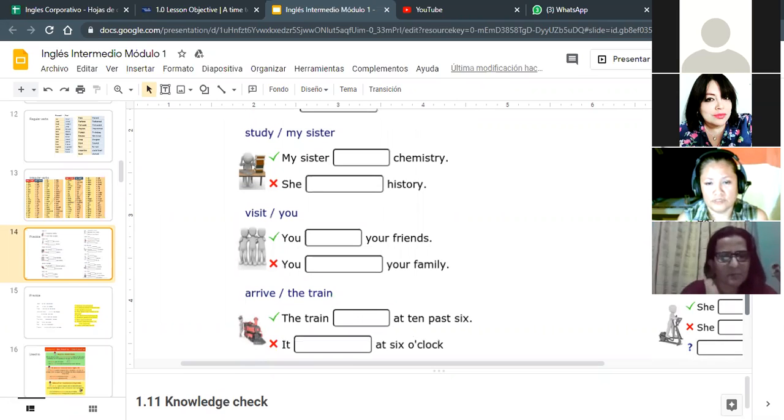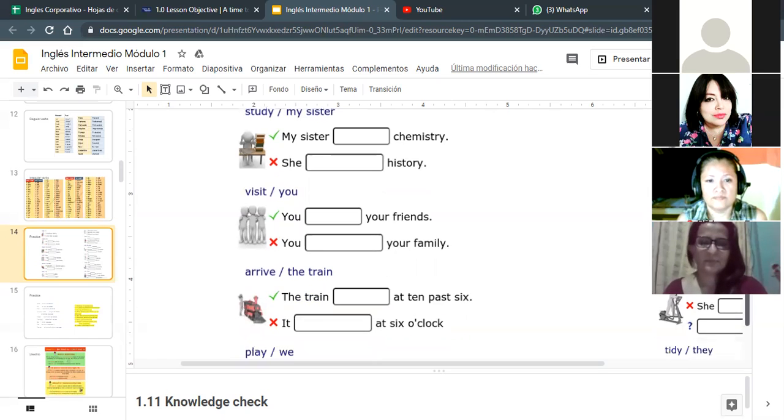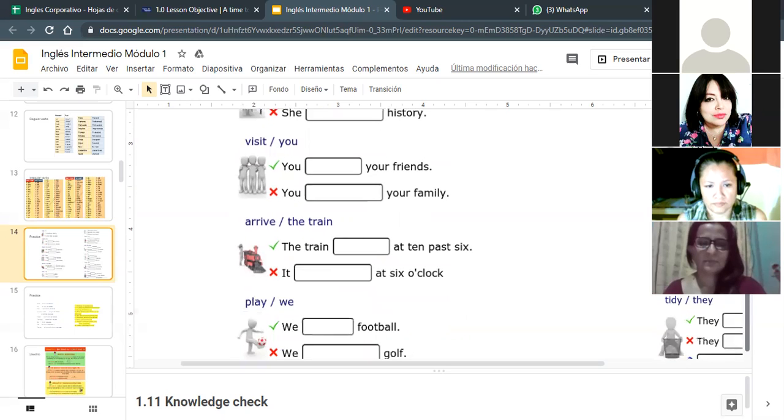What is chemistry? Química. Science. Yeah, it's very interesting, right? It's to mix things to create something else. Okay, and the negative, how's it going to be? She didn't study history. Very good. And the next one is visit and you. Who's going to be the affirmative? You visited your friends. And the negative? You didn't visit your family.